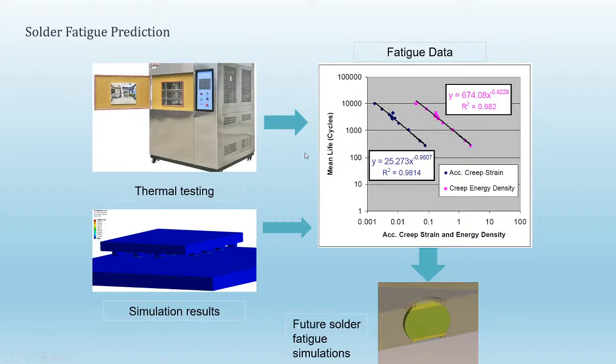Once you have data like this, in the future, when you do your next generation of product, or when you decide to switch up your PCB, maybe you decide to switch up your solder joint geometry, you can then analyze this based on this data.